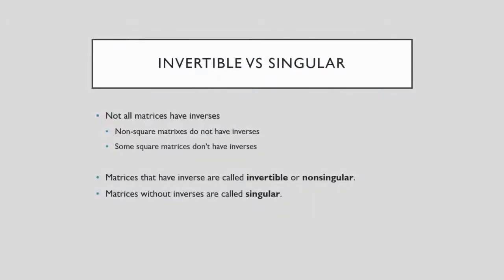Okay, so we've got some language here. Not every matrix has an inverse. If it's not square, if it forms a rectangle, then it does not have an inverse. And sometimes even ones that are square don't have inverses. If it has an inverse, it's called invertible, or another term is non-singular. If there is no inverse, it's called singular. So this is just some vocabulary.